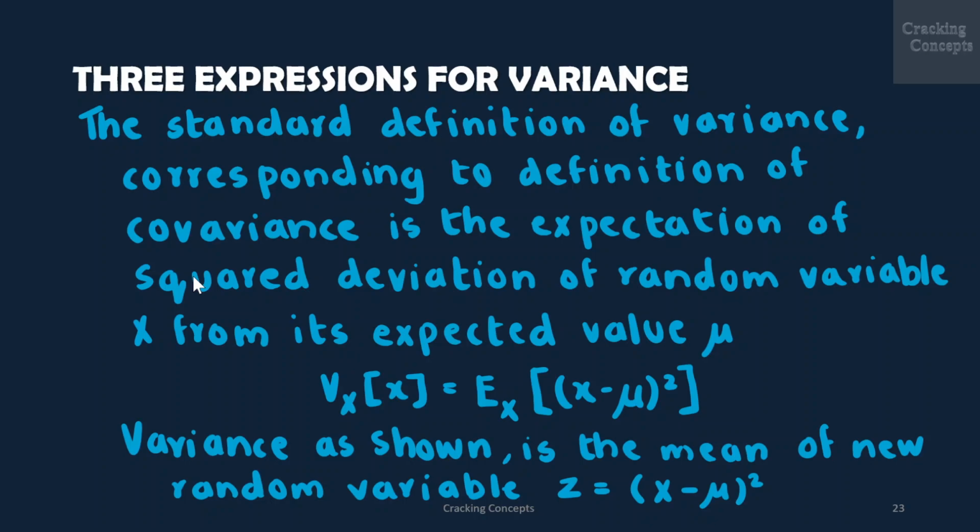Now, the definition of variance, corresponding to the definition of covariance, is the expectation of the squared deviation of a random variable x from its expected value mu. That is, variance of a random variable x is given by expectation of (x minus mu) the whole square. The variance as expressed is the mean of a new random variable z, which is (x minus mu) the whole square.